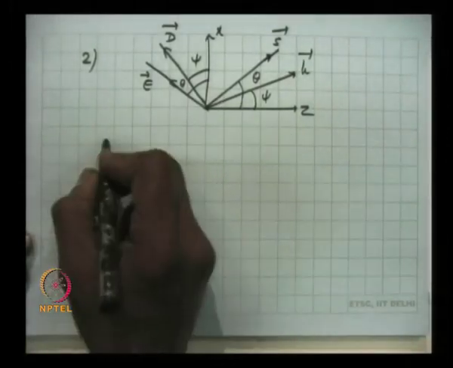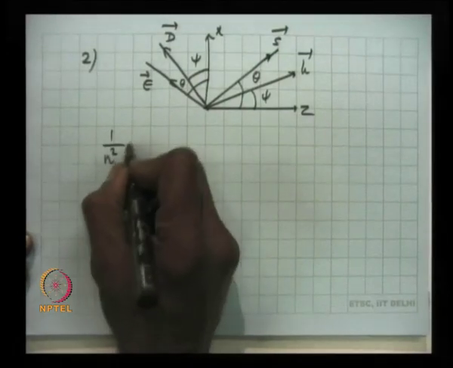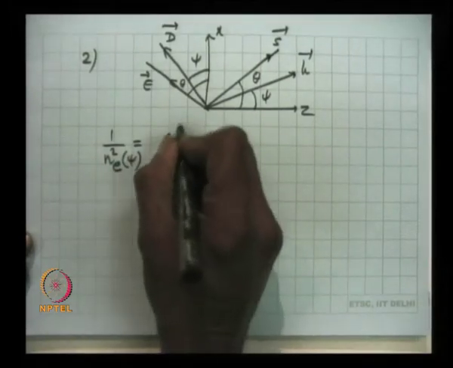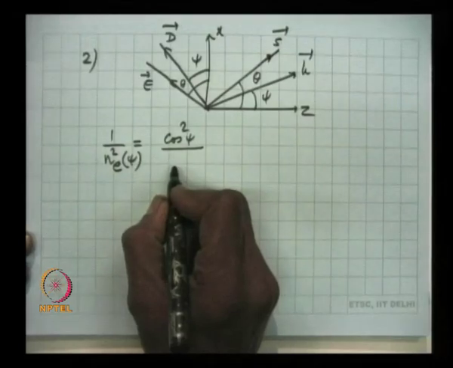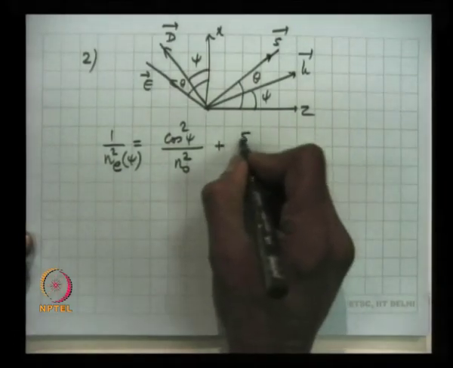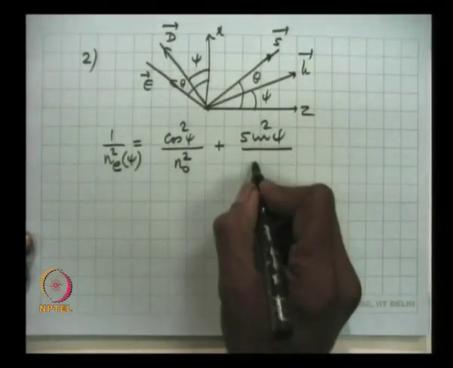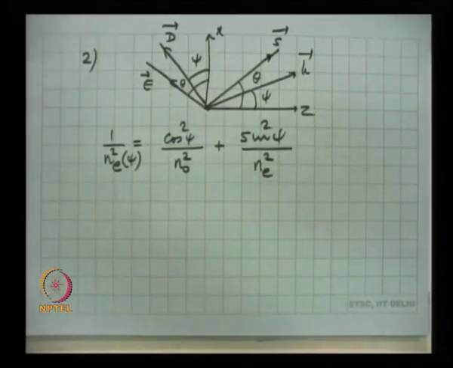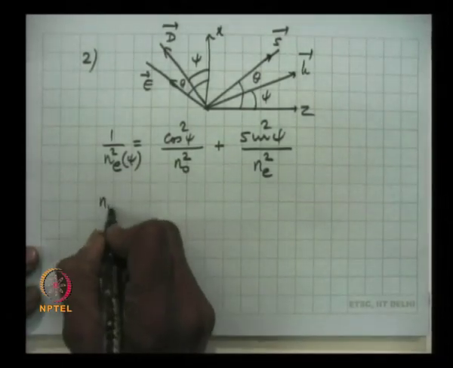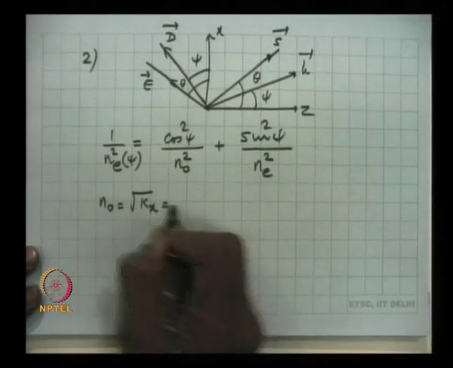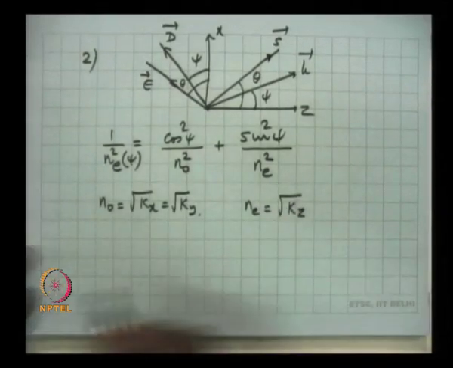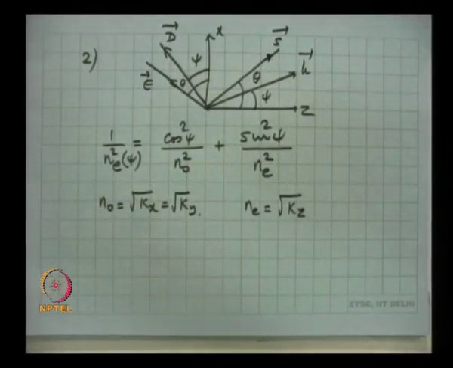The velocity of this wave satisfies this equation. So, let me put a subscript here, I will explain this. Ne square of psi is equal to cos square psi by, remember, you had kx, which is NO square, plus sin square psi by kz, which is Ne square. Please note, NO is by definition square root of kx, equal to square root of ky, and Ne by definition is square root of kz. These are constants of the medium, they do not depend on the propagation direction.